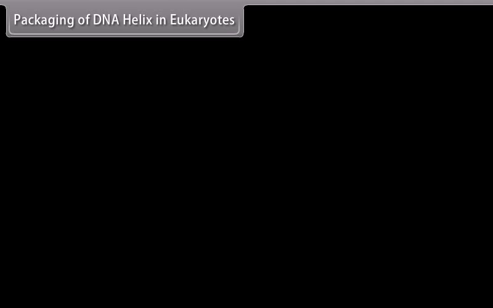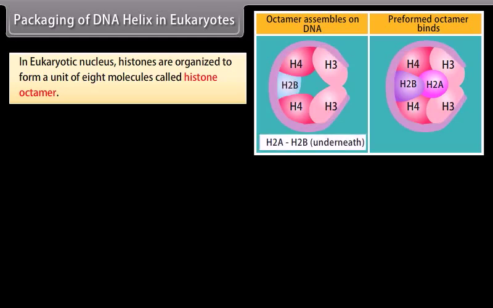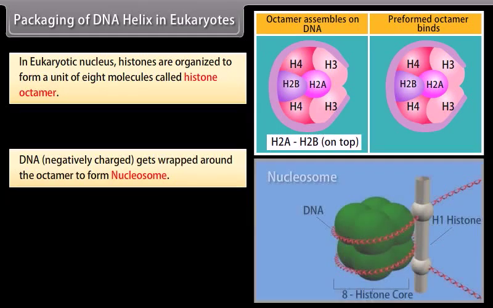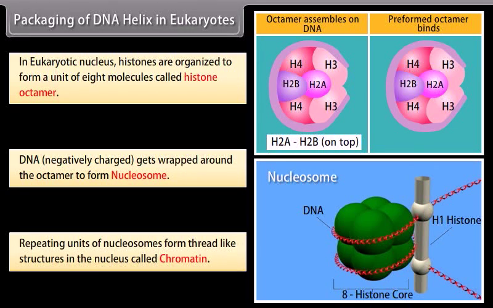Packaging of DNA helix in eukaryotes. In the eukaryotic nucleus, histones are organized to form a unit of 8 molecules called histone octamer. Negatively charged DNA gets wrapped around the octamer to form a nucleosome. Repeating units of nucleosomes form thread-like structures in the nucleus called chromatin.